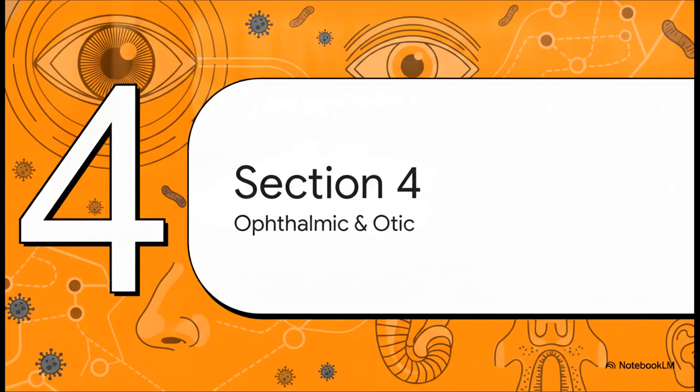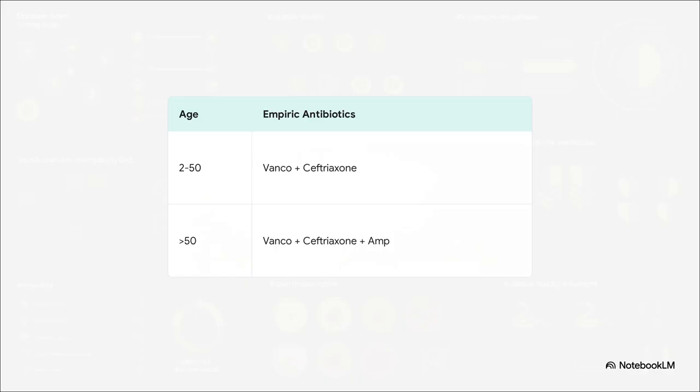Section 4. Ophthalmic and otic infections. Choosing empiric antibiotics for bacterial meningitis completely relies on the patient's age and immune status. For ages 2 to 50, the standard is vancomycin plus a third-generation cephalosporin like ceftriaxone.